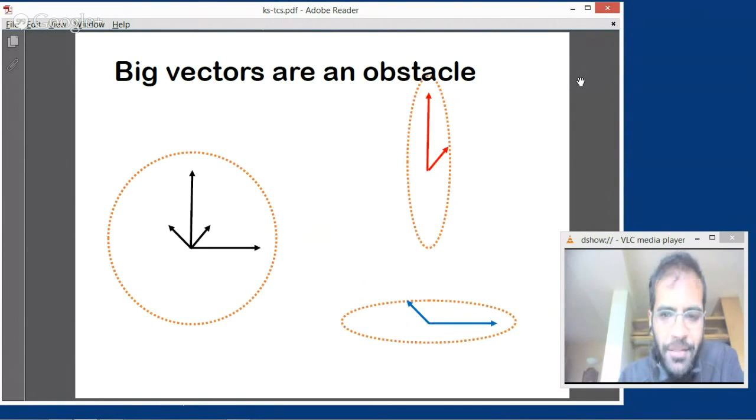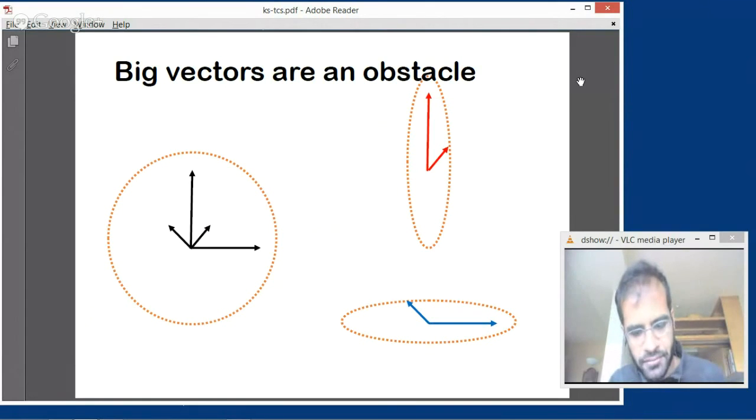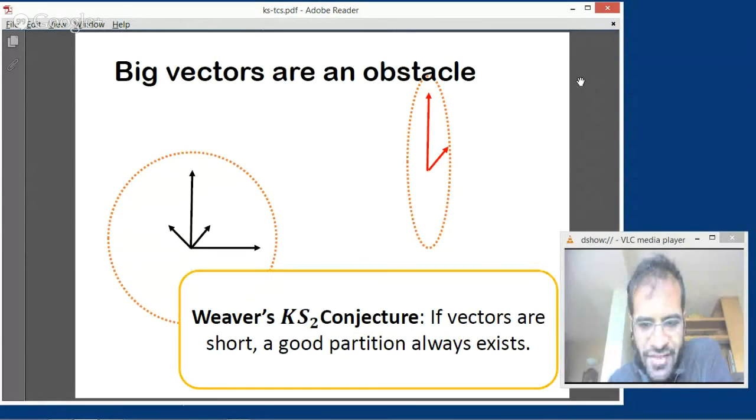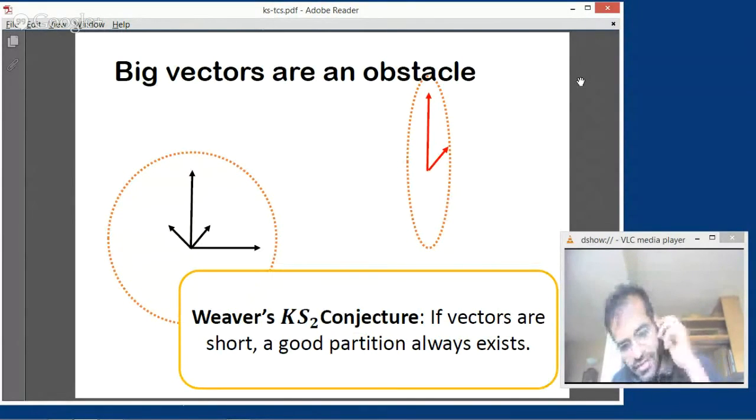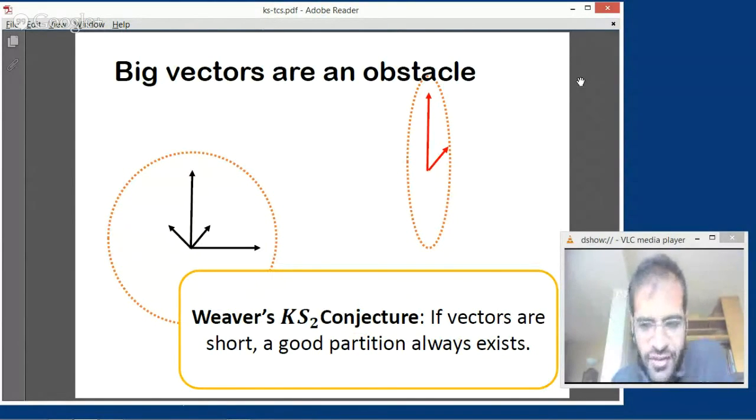On the other hand, if I take one big one and one small one in each side, I get very skewed eigenvalues. So you can sort of see it geometrically in this picture. Because there are some vectors that pretty much account for the entire quadratic form, there's no way of splitting the set into pieces, basically because some of the vectors are too chunky. So if you have really big vectors, you can't do this. And Weaver's conjecture, the conjecture which I said was equivalent to the Kadison-Singer conjecture, is that if all the vectors are short, then a good partition always exists.